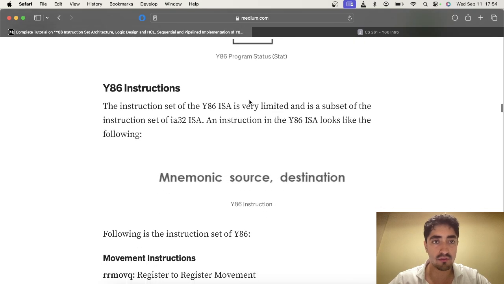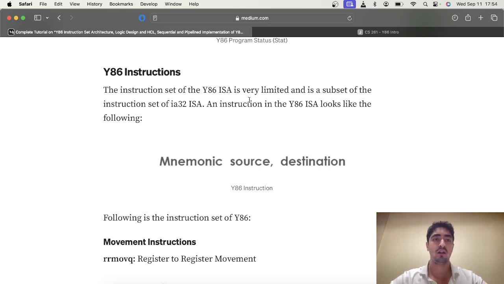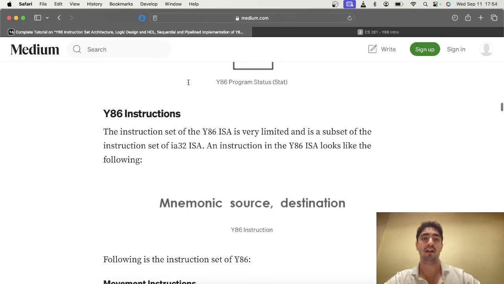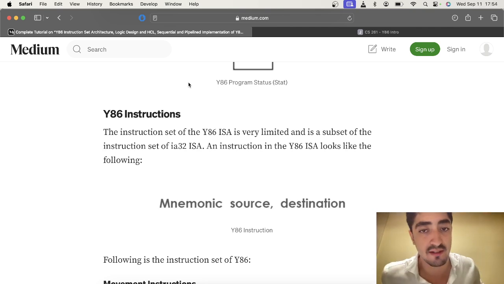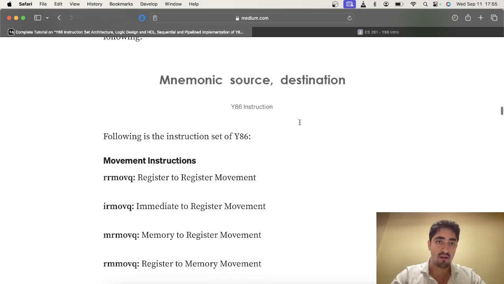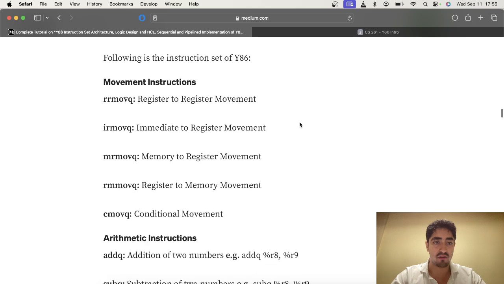All right, so we can move to Y86 instructions. The instruction set of the Y86 instruction set architecture is very limited and is a subset of the instruction set of IA32. I feel like we had IA32 in UBC as well. An instruction in the Y86 instruction set architecture looks like the following: mnemonic, source, destination.